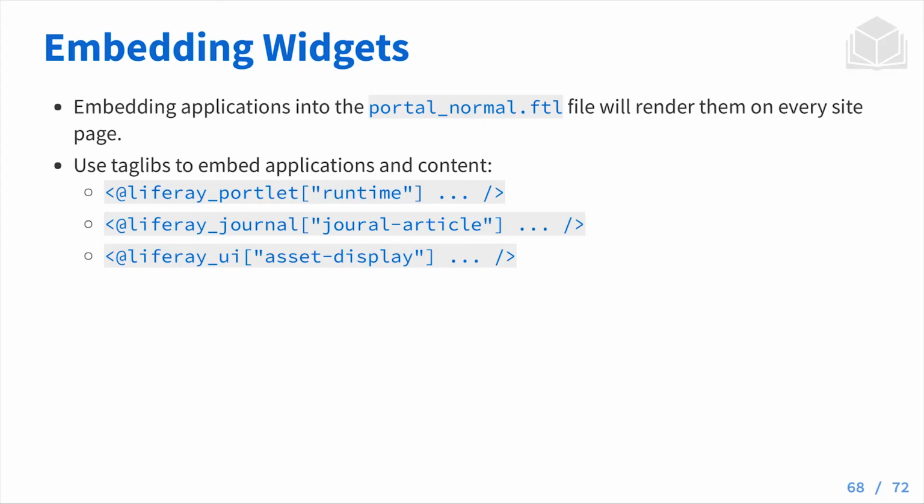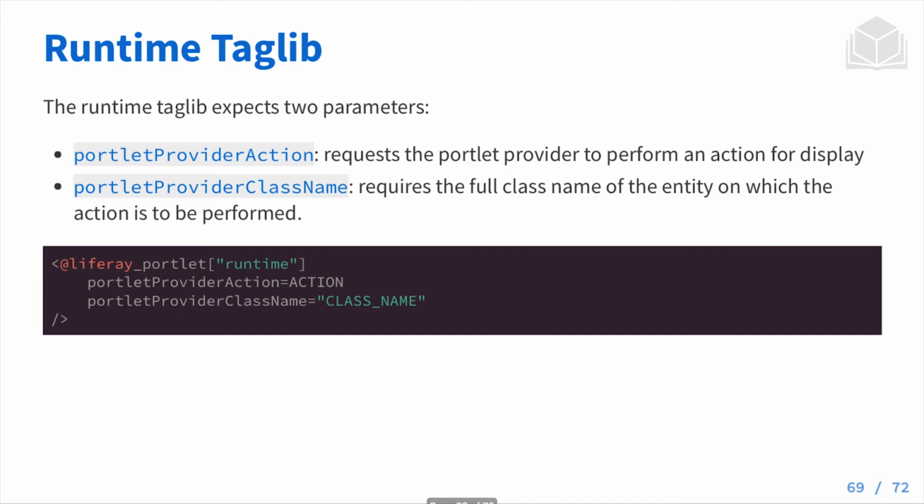Now, the way we embed these widgets or some of the content here is we can use one of these 3 taglibs available to us in our FTL files. Okay, we can do it in Portal Normal, or we could do it in any of the other breakout files that we've included, such as the footer FTL in our theme. So we have the Liferay Portlet Runtime Taglib, the Liferay Journal Article Taglib, and the Liferay UI Asset Display Taglib. All right, so let's go ahead and take a look at these different taglibs here.